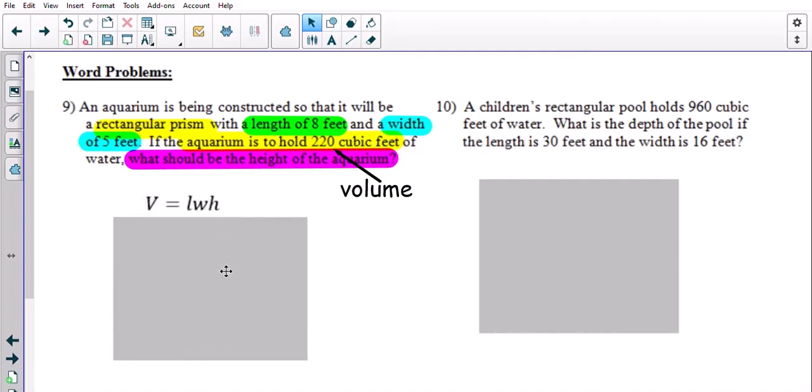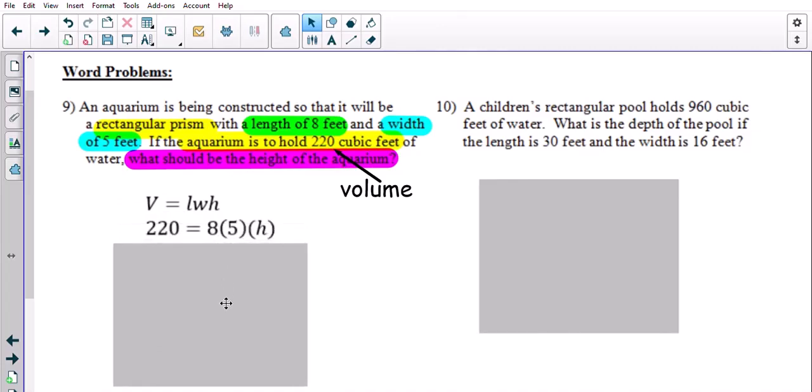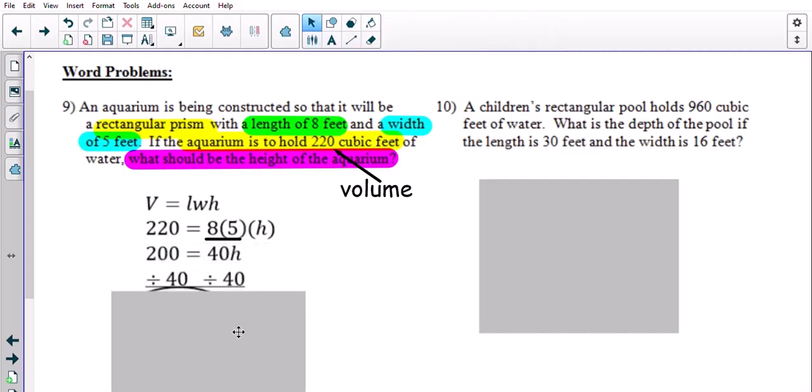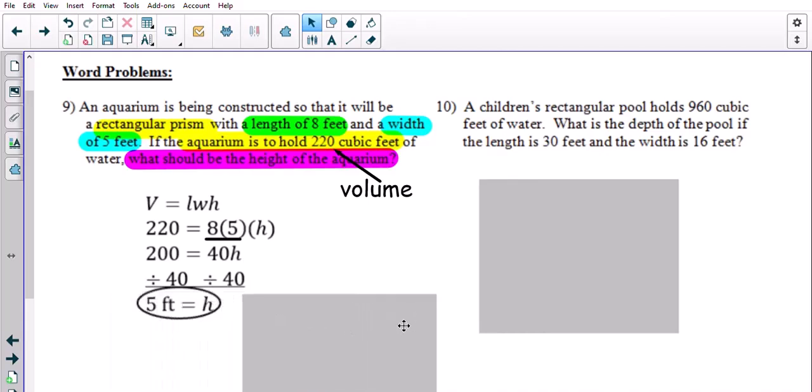Our formula is volume equals length times width times height. Replace V with 220, replace L with 8, W with 5, and let's solve for H. First thing I would do is do 8 times 5 and figure out what that is. 8 times 5 is going to get us 40. So we get 220 equals 40H. Solve this one-step equation. We'll divide both sides by 40, and we get a height of 5 feet. So this is a really big aquarium. Kind of like when you go to Bass Pro Shops, for example, they have those huge aquariums in there with lots of fish.